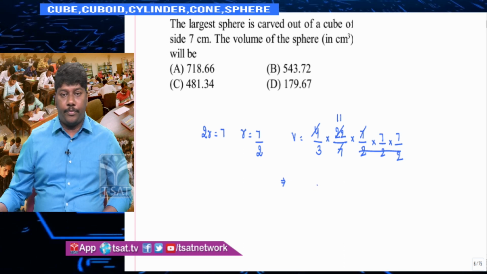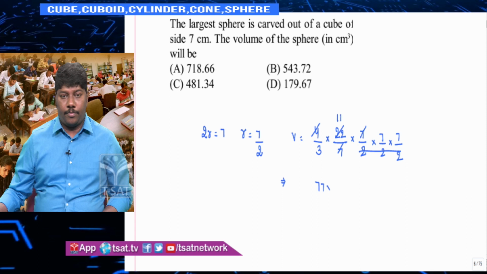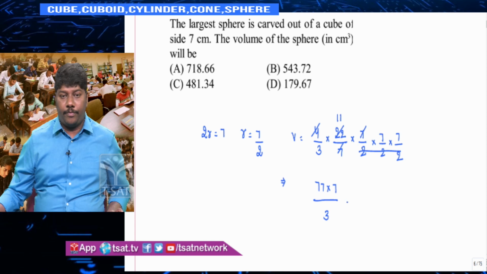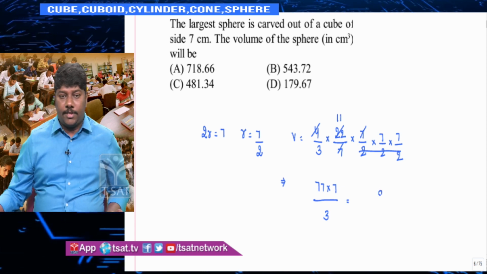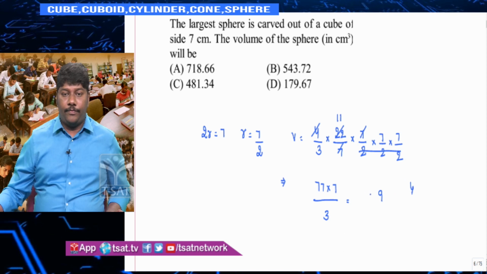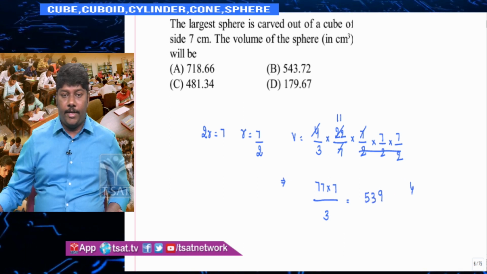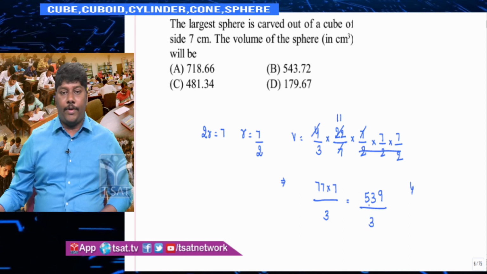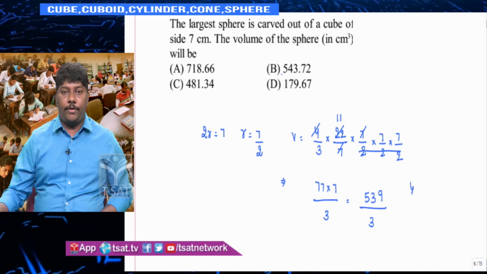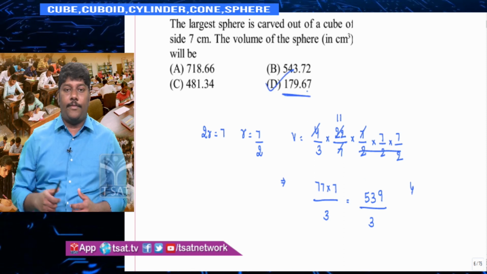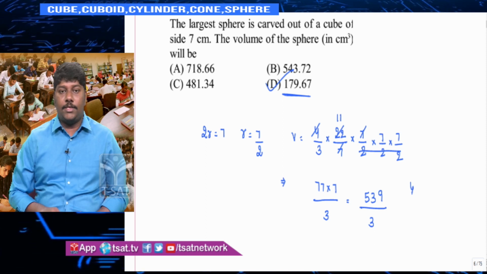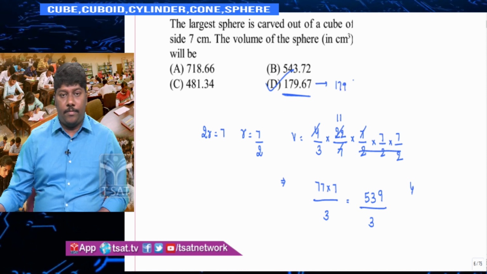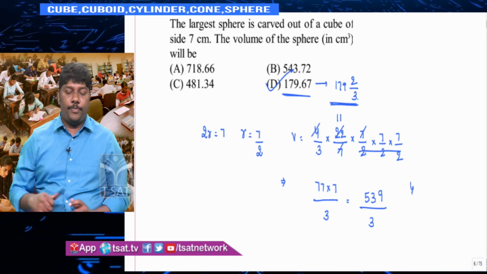77 into 7 by 3. 77 into 7, 7 7s are 49. 49 plus 4, 539 by 3. Look at the approximate value. If I take it as 540, it would have been 180. Therefore, it is a little less than 180, that is 179.667, or else 179 2 by 3 is the volume of the sphere.